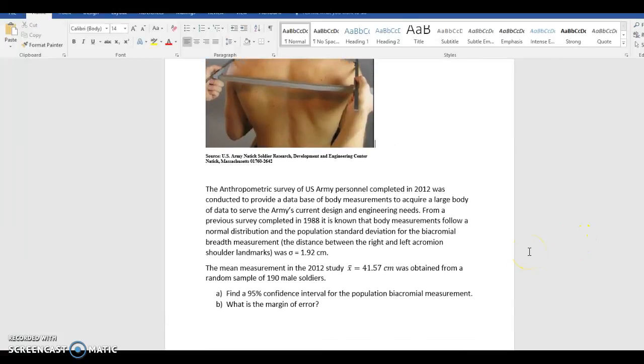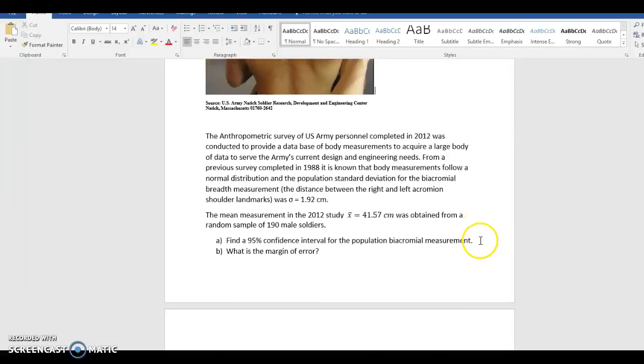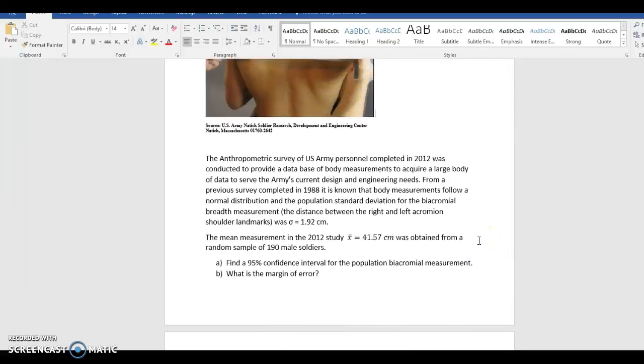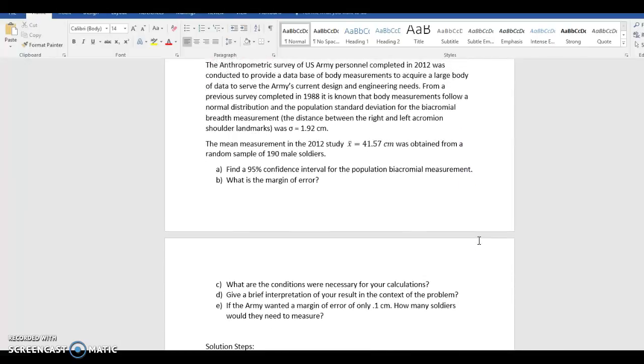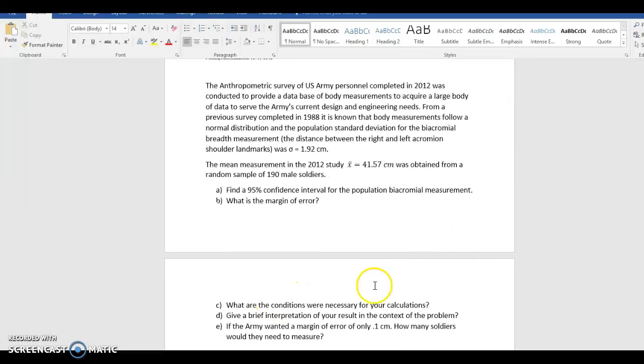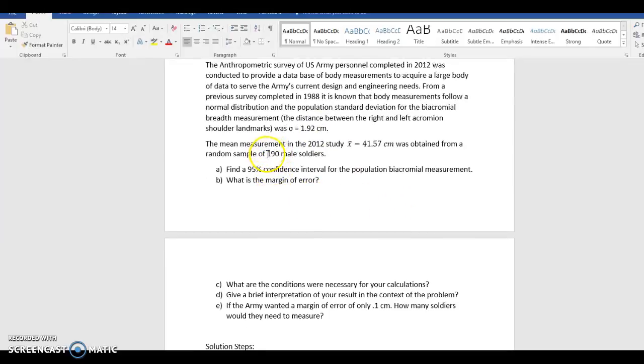Okay, class, there's one other thing I want to tell you about this. This is part 3 of this problem. So we figured out the interval and we stated the interval. What was necessary for our calculations? The primary thing is that we knew the population standard deviation was 1.92. Okay. We also had a pretty large sample size, 190 male soldiers.